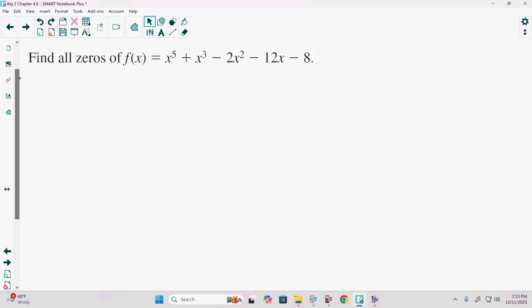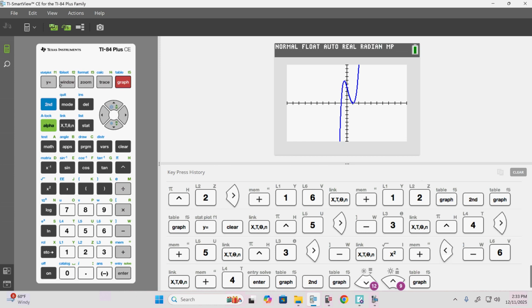X to the 5th plus x cubed minus 2x squared minus 12x minus 8. How many solutions should this one have? 5. However, it's not asking us to just state how many zeros it has. It actually wants us to find them. So the first thing I would do in finding the zeros is graph it.